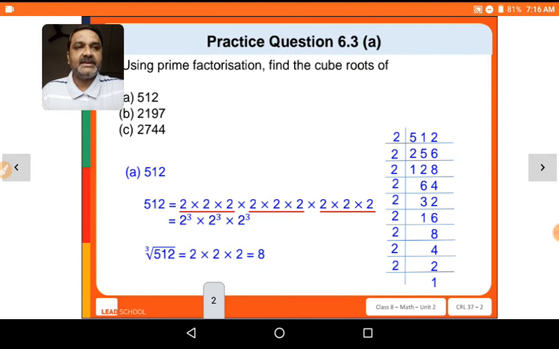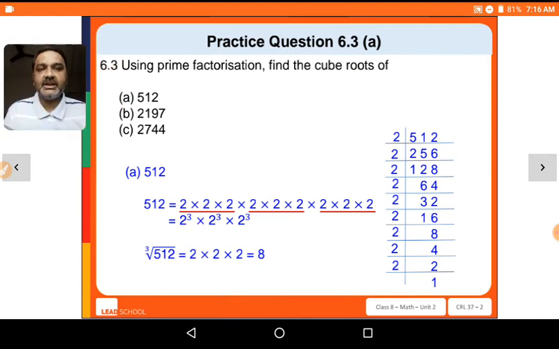Now for 6.3, the A portion we consider: using prime factorization find the cube roots of 512. We will use prime factorization, meaning we will find the prime factorization of 512 and then we will find out the cube root of it.